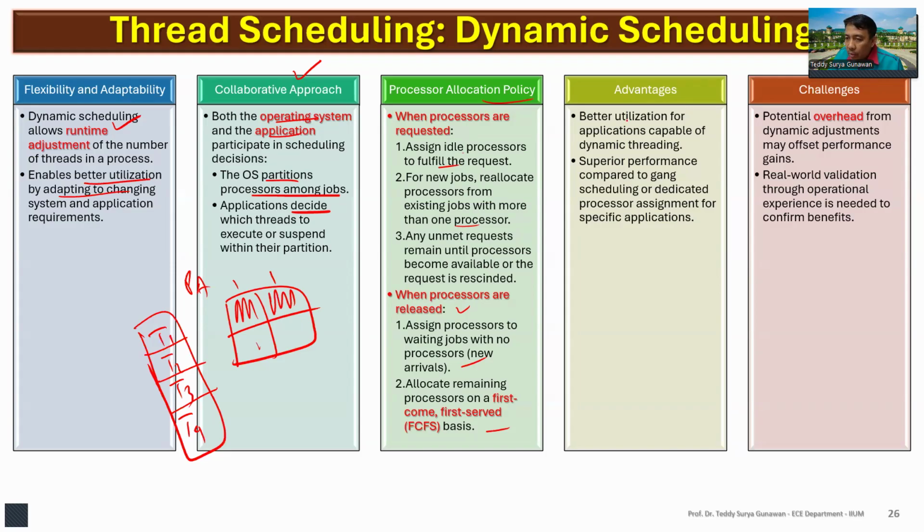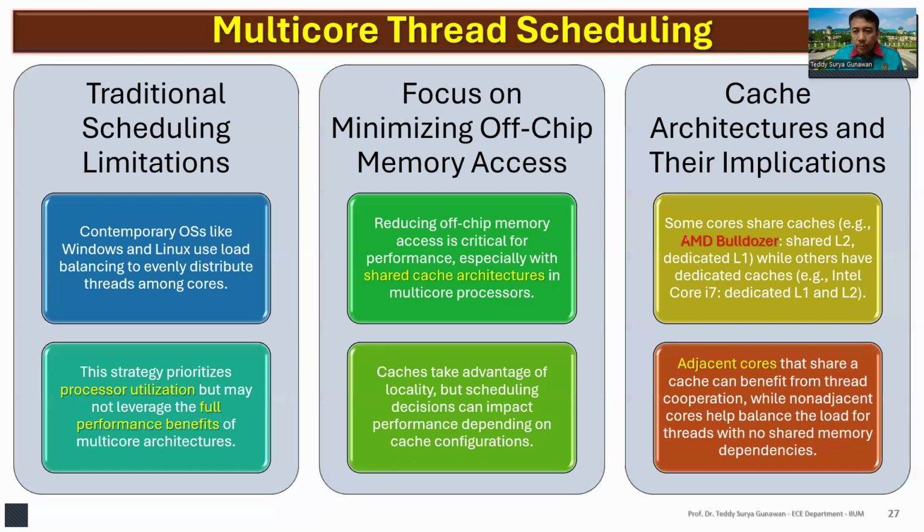Okay, so we have better utilization and superior performance compared to gang scheduling. But the drawback is we might have a potential overhead. You need to check whenever you have complex or dynamic workloads, not static ones. Then there's a potential overhead. So we need to test with real-world applications. Maybe some are better using gang scheduling, or maybe it's better to use dynamic scheduling.